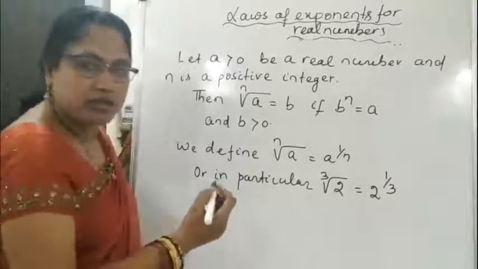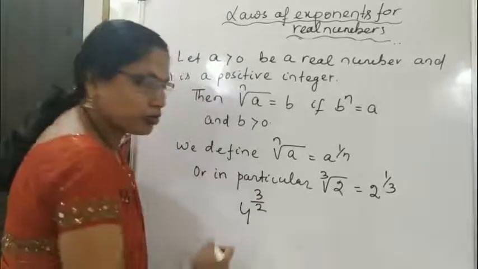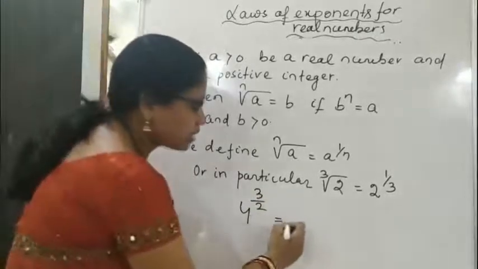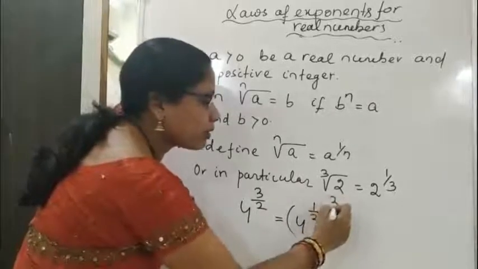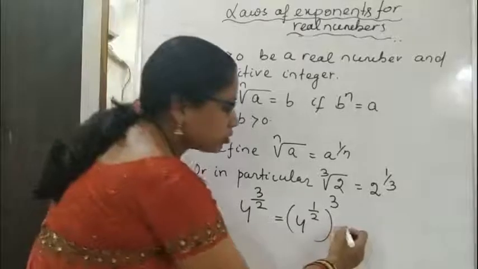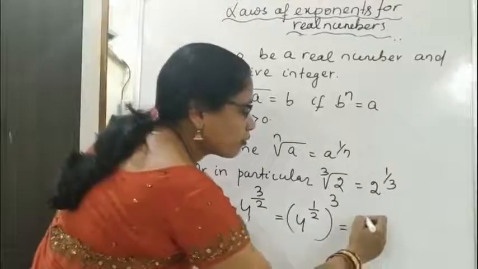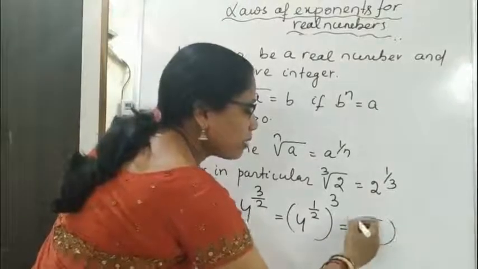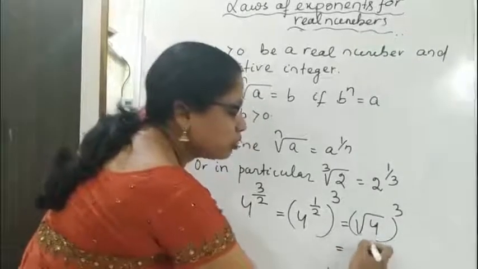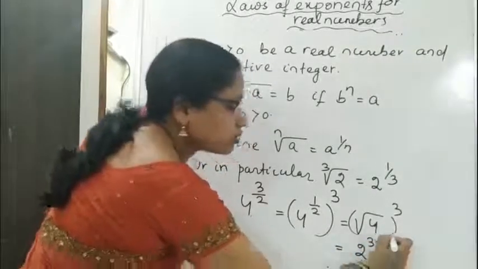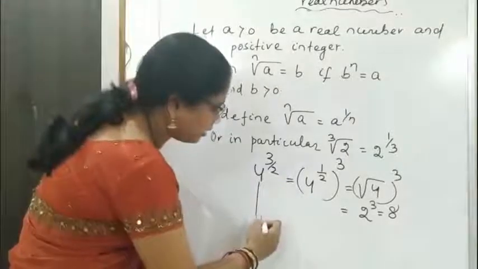Let us take an example, 4 to the power 3 by 2. We can write it as 4 to the power 1 by 2, whole to the power 3. 4 to the power 1 by 2 means the square root of 4, to the power 3. The square root of 4 is 2, and 2 to the power 3 is equal to 8. Or we can solve it in other ways also, like this.